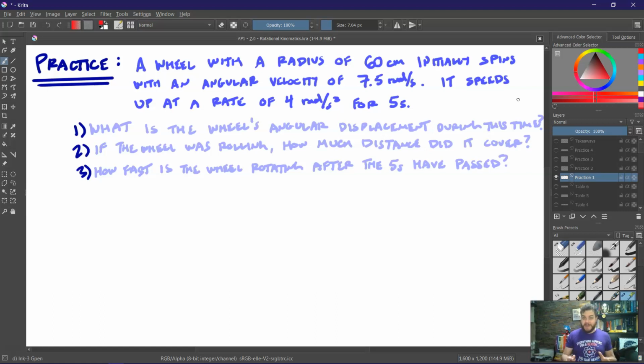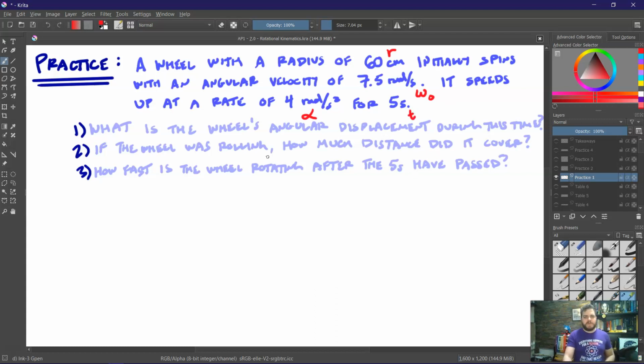So, okay, how exactly do we go about this? Well, we could use the guess method. And the first thing we do in the guess method is we identify our givens. Well, what are we given? A wheel with a radius of 60 centimeters, well, this would be r. Specifically, it would be 0.6 meters. We need it in meters. Angular velocity, this is the initial angular velocity. Omega naught is 7.5 radians per second. 4 radians per second squared is our angular acceleration, or alpha. And 5 seconds is my time, or change in time, in seconds.